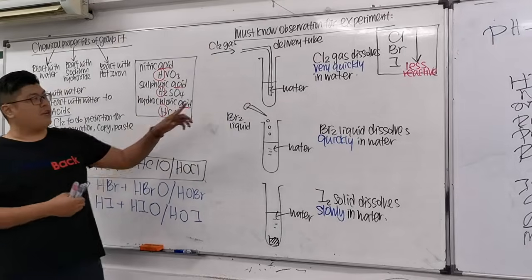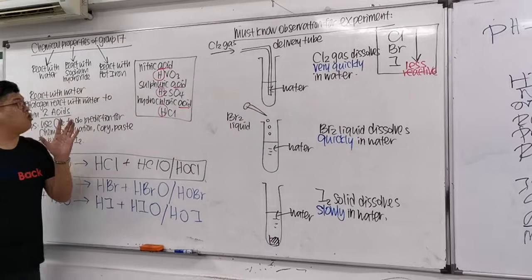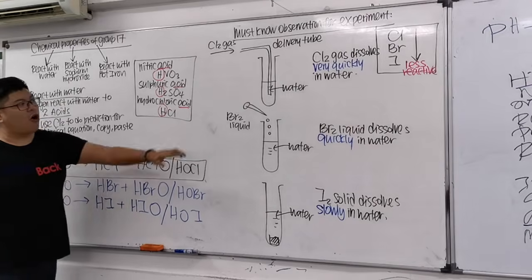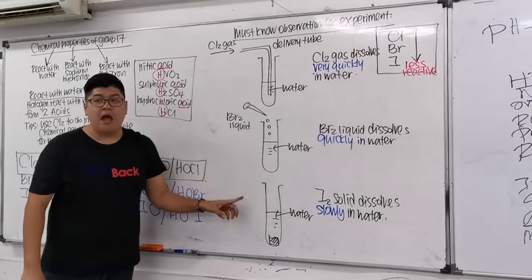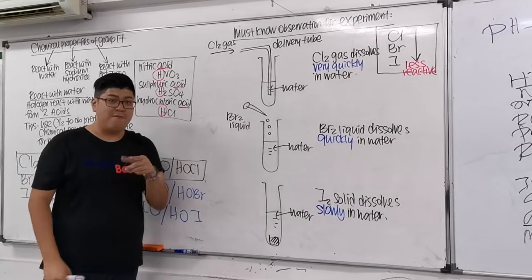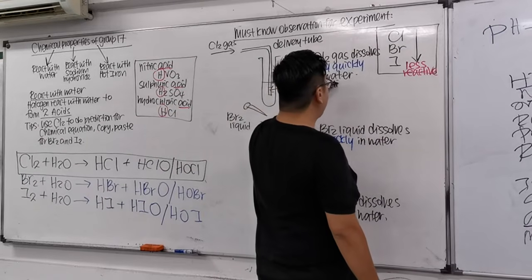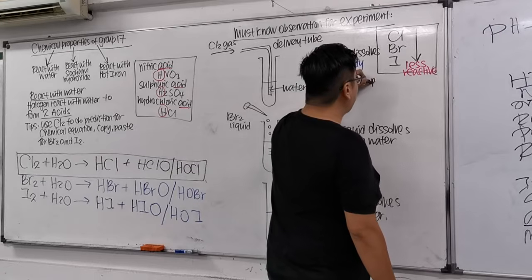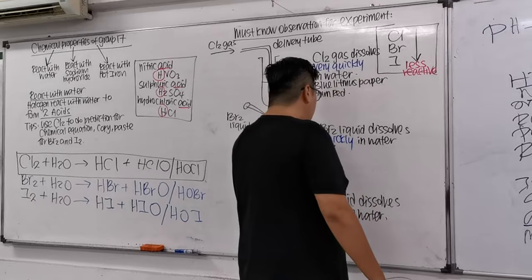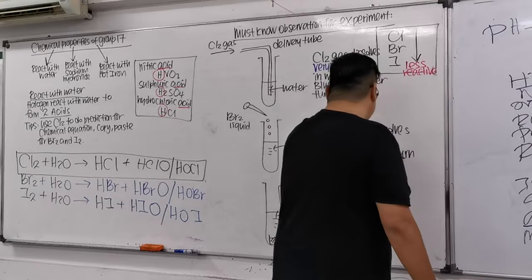Okay, what is the final solution here? We all know that when halogens react with water, you form two acids. Which means all the solutions here are acidic. How do you prove they are acidic? Litmus paper. Blue. So for all of these solutions, the blue litmus paper would all the way turn to red, to prove that it is acidic.